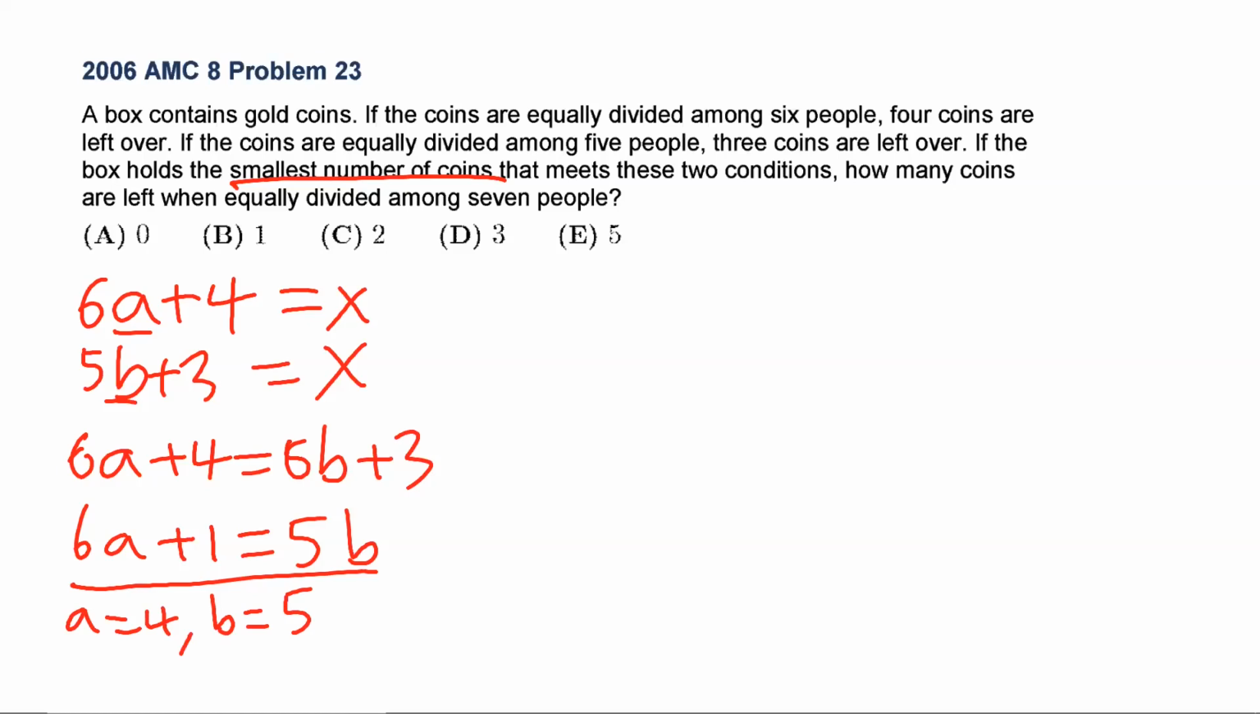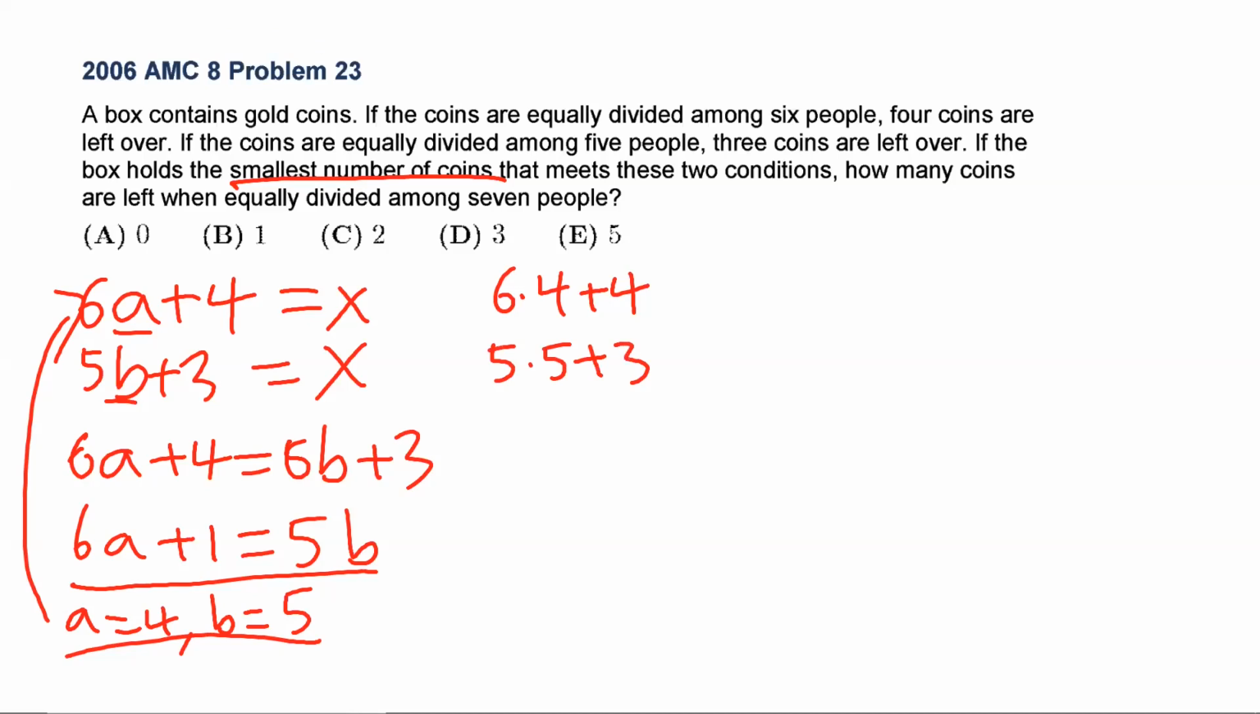So basically, A equals 4, B equals 5, and if you're dividing this among 7 people, let's first figure out how many coins you have. So you could plug this into either of your equations here. So 6 times 4 plus 4, or 5 times 5 plus 3. This will give you the same number, and they're both equal to 28. So you have 28 gold coins. So if you equally divide them among 7 people, then you'll have nothing left, since 28 is a multiple of 7.